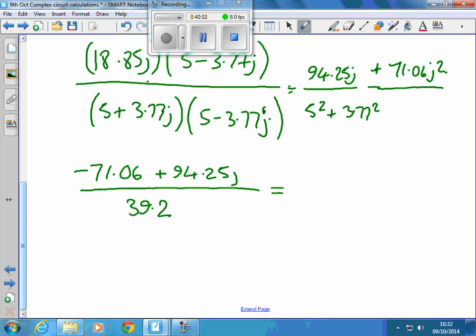So then the final result of that is you split it. So you do minus 71.06 divided by 39.2, and 94.25J divided by 39.2. So here we divide the 71.06 by 39.2 and get the real part of the result. Divide 94.25J by 39.2, get the imaginary part. What is that if we convert that into polar form?